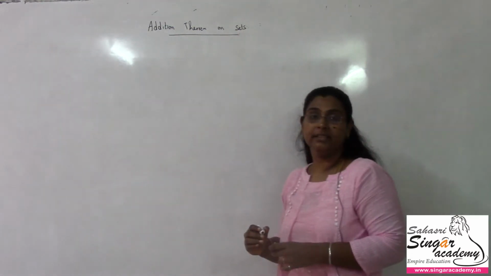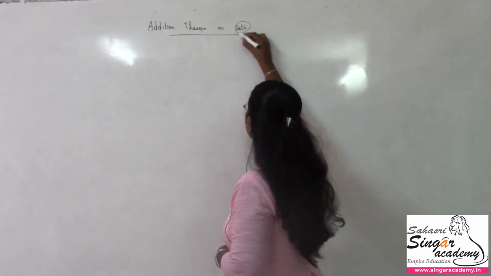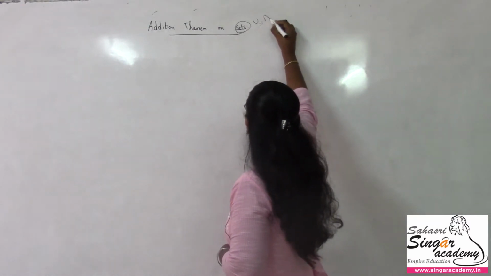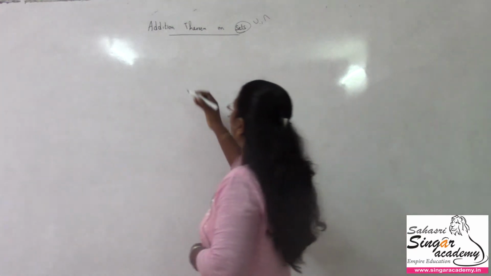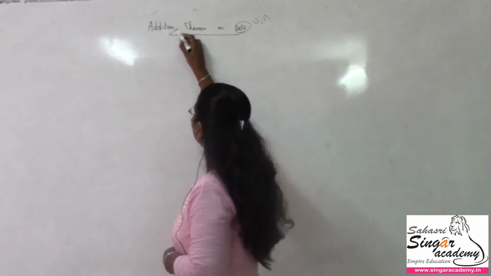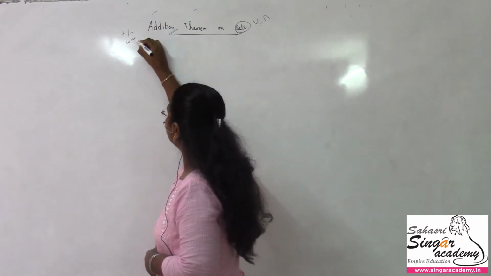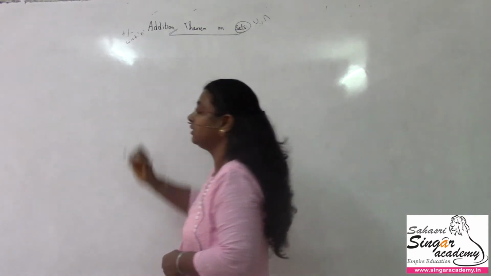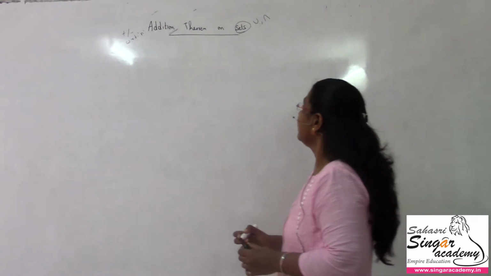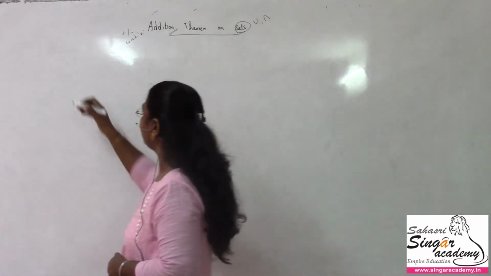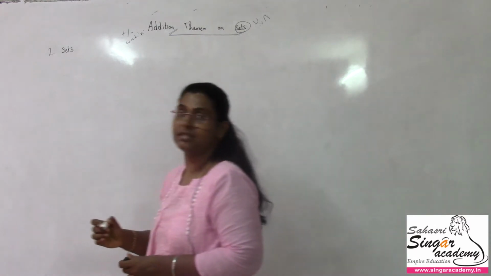When I say addition theorem on sets, we are going to discuss operations on sets like union and intersection. And also, we'll be discussing the additions, that is, the arithmetic operations, plus and minus, with respect to the cardinal number n. When I say sets, I'm going to discuss this theorem on two sets first. Rendu set-a vachu discuss pannu.